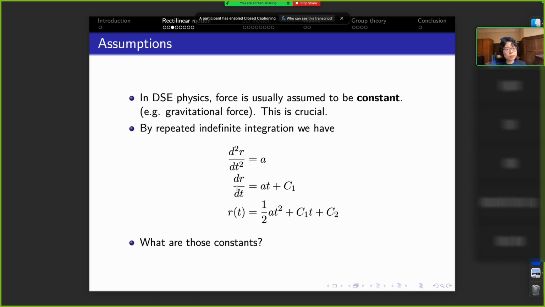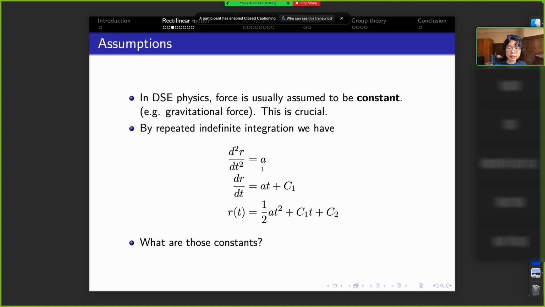This is extremely important, and that's because the force is constant, it means that the second derivative of the displacement is constant. And as such, we can integrate this function to get the first derivative of r, and we can also integrate this again to get r.